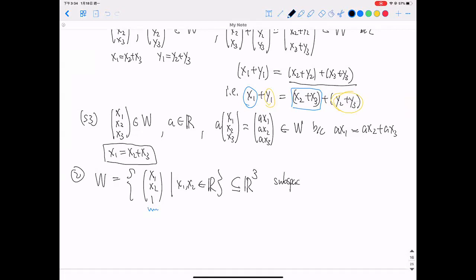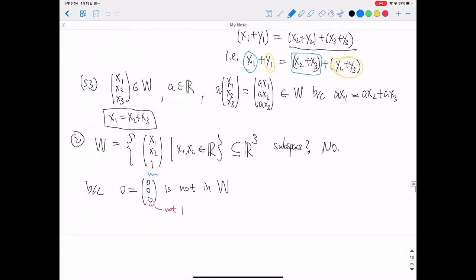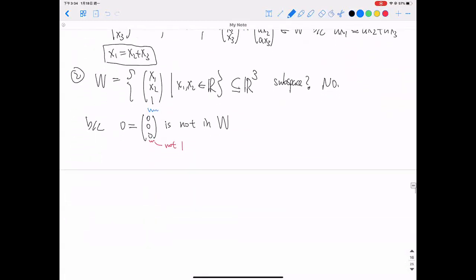Again, the question is, is this a subspace? And the answer is no, because the zero vector that you need is not in W. And the reason for that is easy, because the zero vector has all its entries 0. The last entry is in particular 0, not 1. So this W is therefore just a subset, not a subspace.